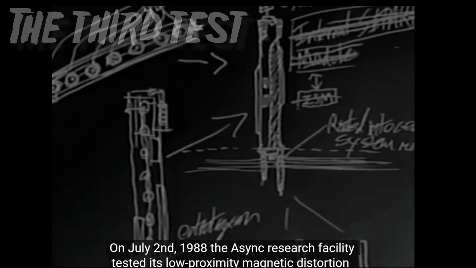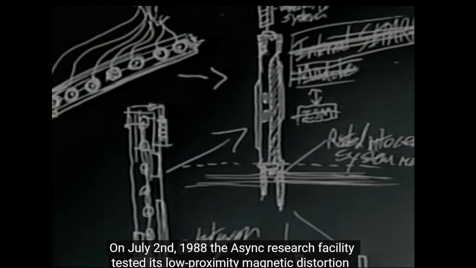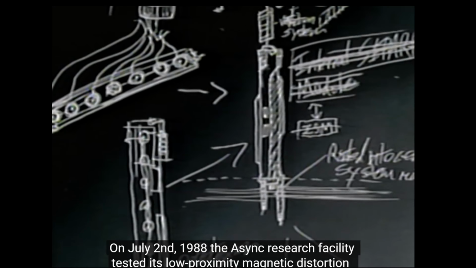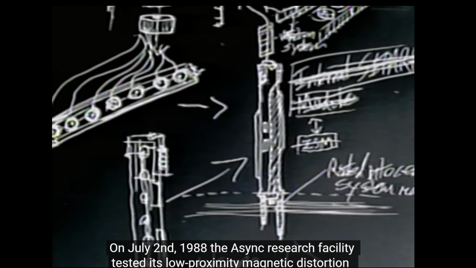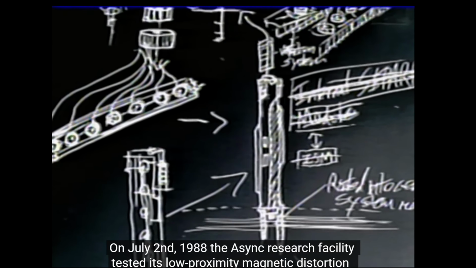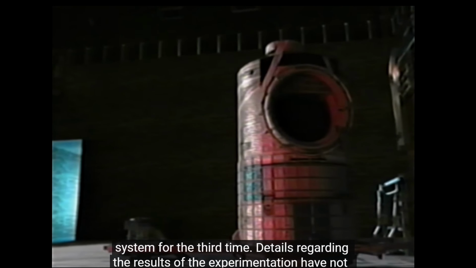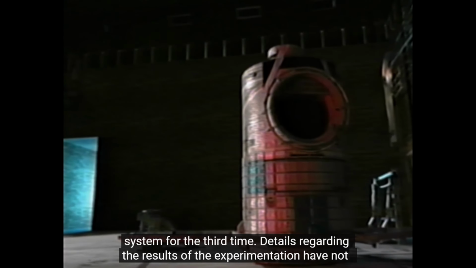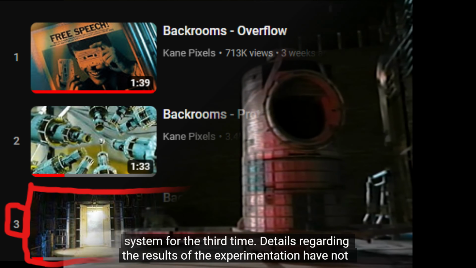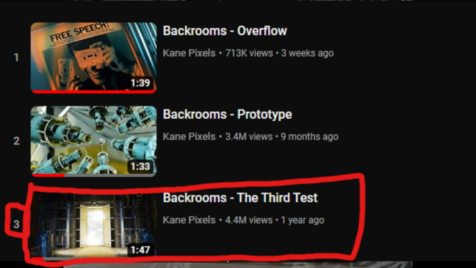On July 2nd, 1988, the Async research facility tested its low-proximity magnetic distortion system for the third time. The third test is the third video in Kane's playlist, basically explaining that the three videos I already discussed were all related to the tests.